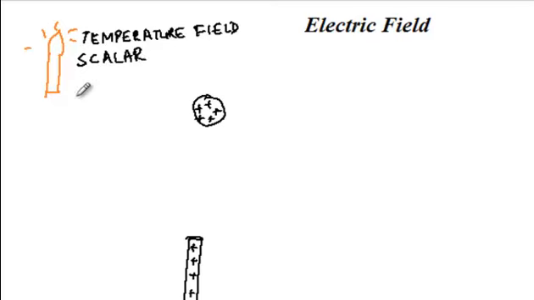Now let us define this electric field. Say you have a hot object. Let's say we have a candle over here which is burning, and you know that in the region around this candle there is a variation in the temperature. So you can say that it has a temperature field. And you also know that this temperature is a scalar quantity. Now, can we define something similar for an electric charge?